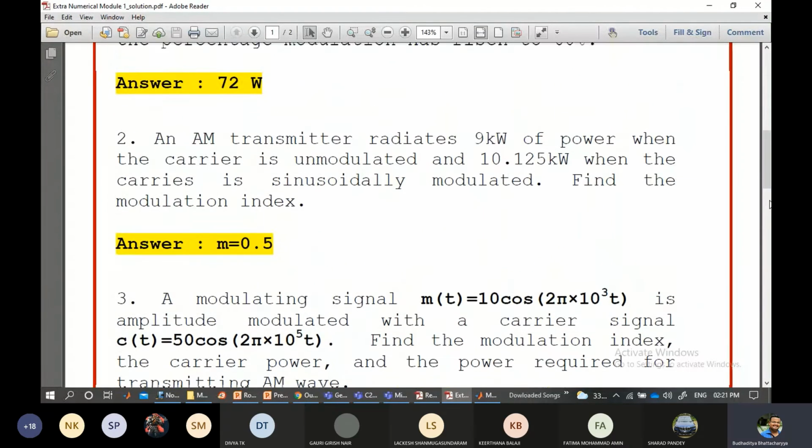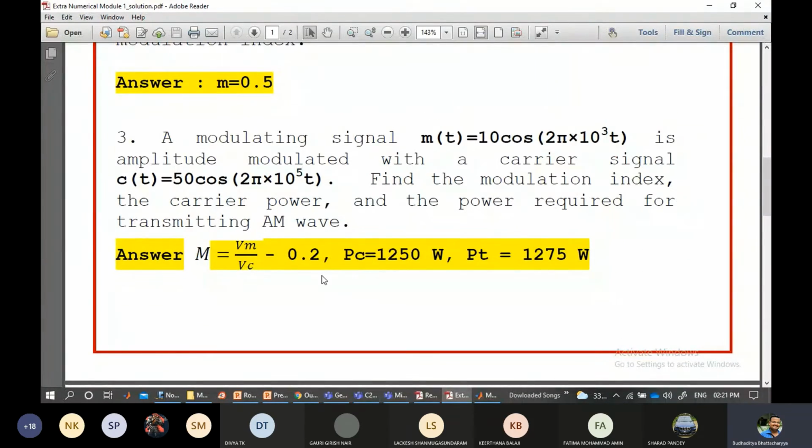Then the third one that we are having. In fact, the solution is almost given here itself. A modulating signal m(t) is 10 cos 2 pi 10 to the power 3 t, amplitude modulated with a carrier signal. Find the modulation index, carrier power, and the power required for transmitting the AM. Okay. So can anyone again volunteer: why are we trying to find out the modulation index using this equation? Why was the power equation not used in this case?